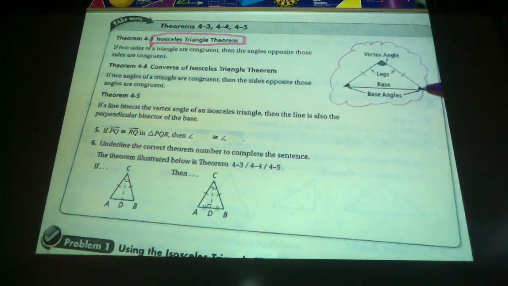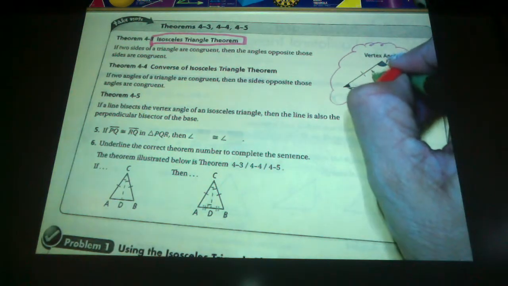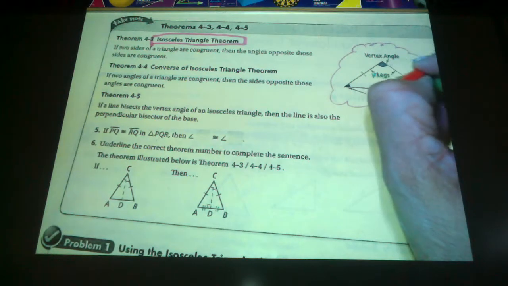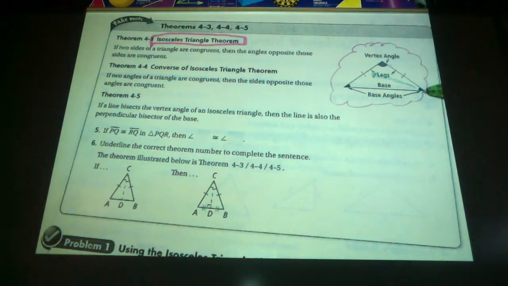So notice that this angle is directly across from this side here. So that angle is directly across from that side there. How do I know that? Because that's the only side that doesn't touch that angle.